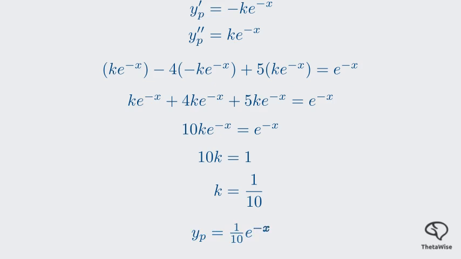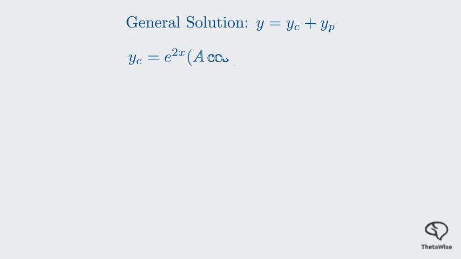We now have both parts of our general solution. We've reached the final step. We have the complementary solution, y c, and the particular solution, y p. Remember, our general solution is the sum of these two parts, y equals y c plus y p. Our complementary solution was y c equals e to the 2x times a cos x plus b sin x, and our particular solution was y p equals 1 over 10 times e to the negative x.